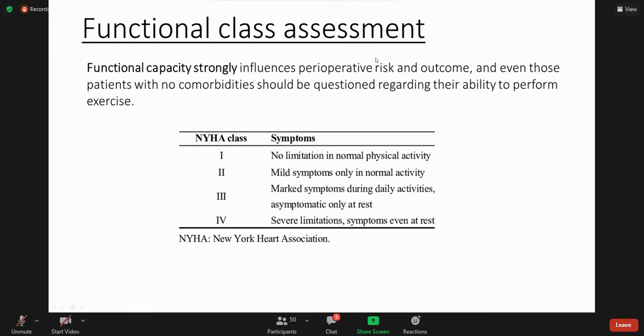So any issues with this? All got it? Did everyone understand this part? So that we can move on ahead towards the physical examination.